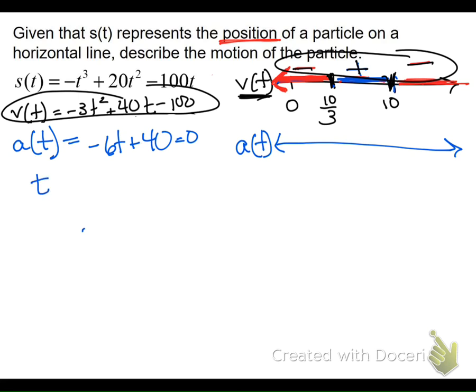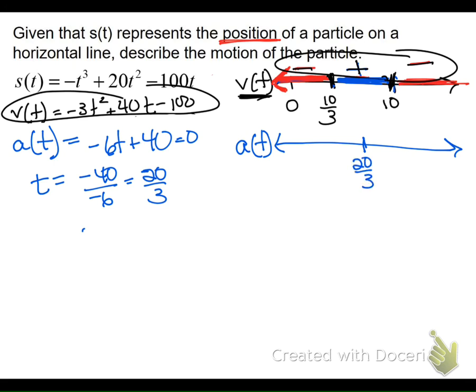t would equal negative 40 over negative 6. So that would be positive 20/3. And yes, you have to know where that is. Make that a mixed number if you want. Divide, and you'd get 6 2/3. So I need to know where it is so that I can put it in the right region, comparing it to my velocity graph. So it would be 6 2/3. So that's between 10/3 and 10 somewhere.